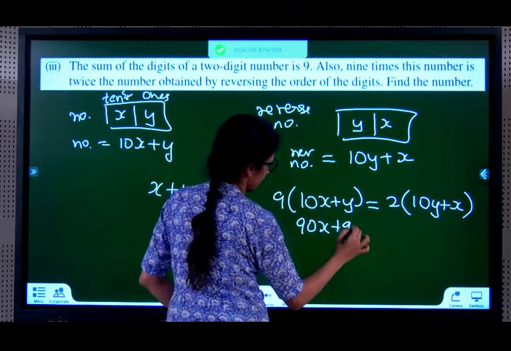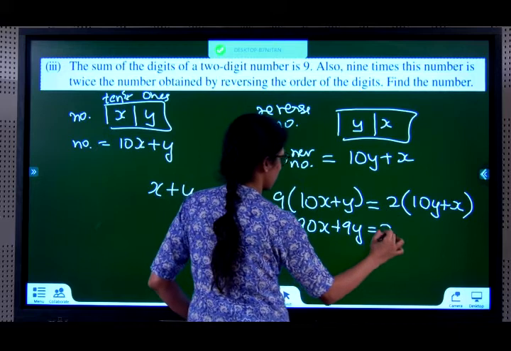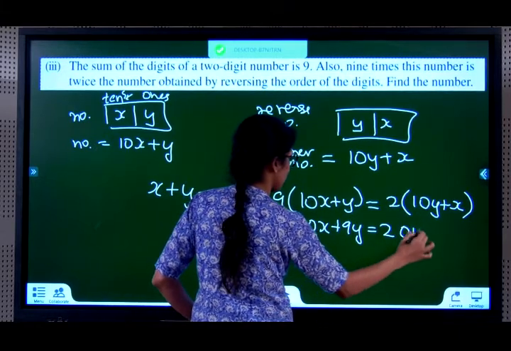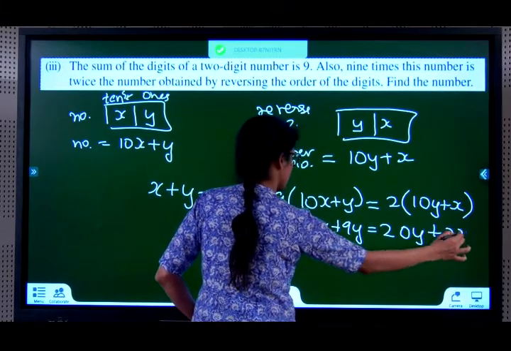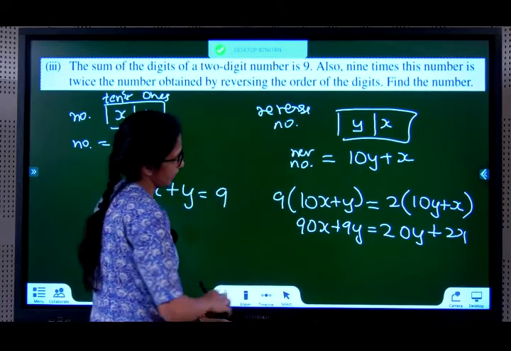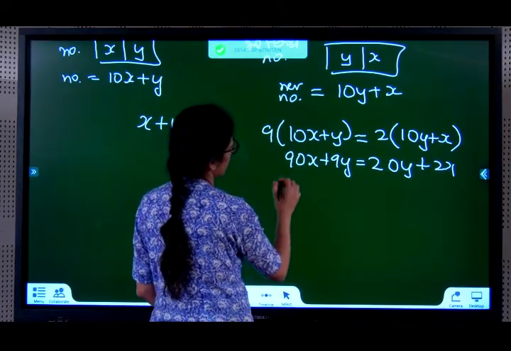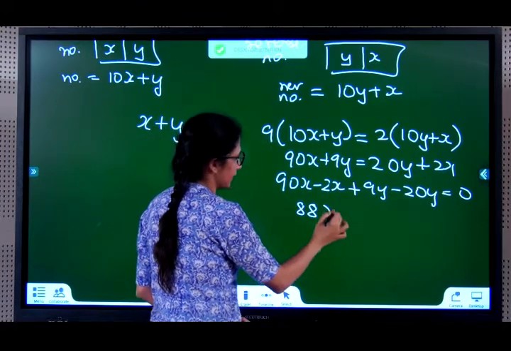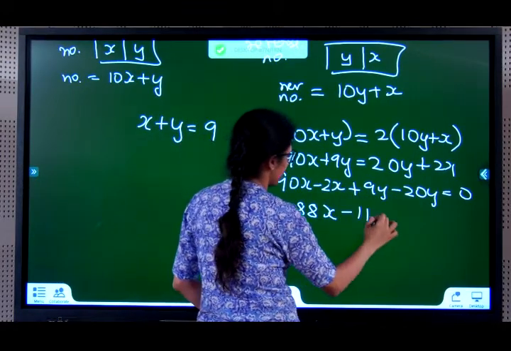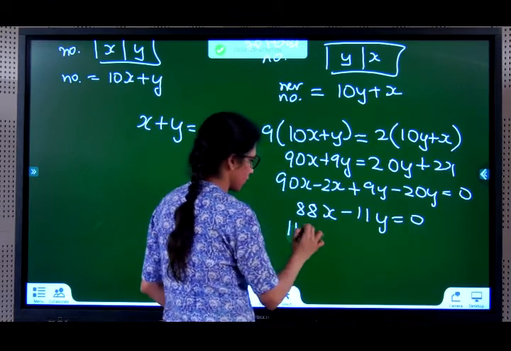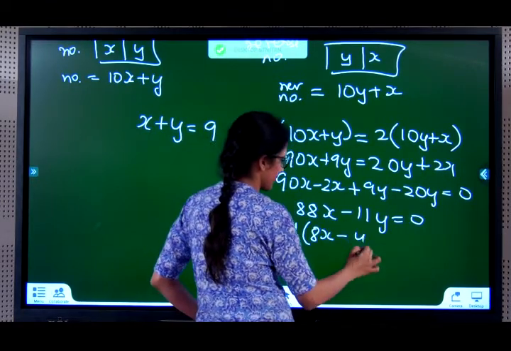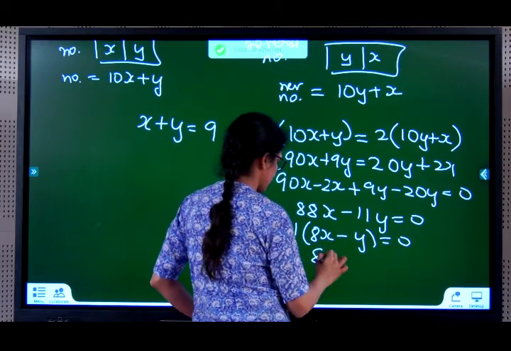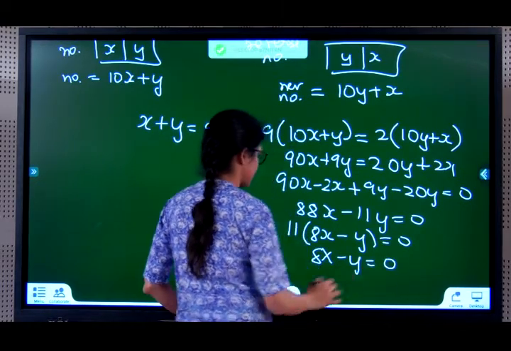90x plus 9y is equal to, what is this? 20y plus 2x. Is that right? Yes, bring everything this side. So, 90x minus 2x, 88x, minus 11y is equal to 0. Take 11 common. 8x minus y is equal to 0. So, you get 8x minus y is 0 here.